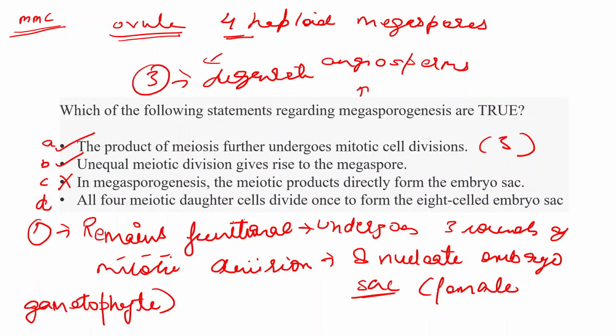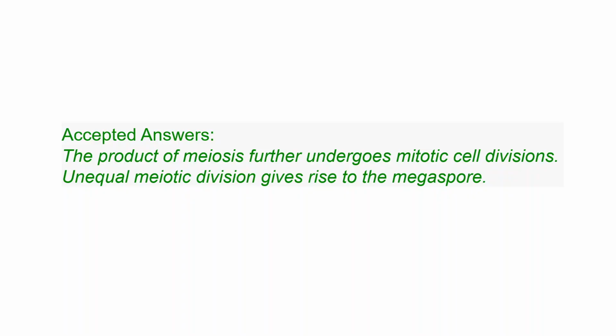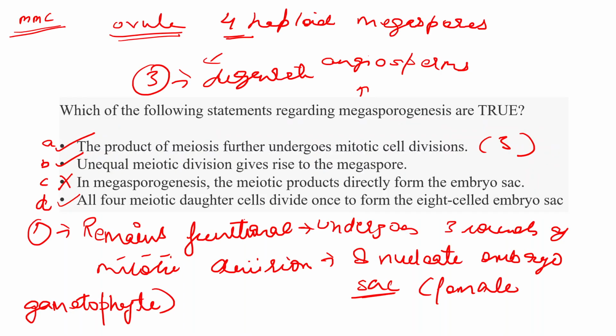Then, all four meiotic daughter cells divide once to form the 8-celled embryo sac. It is also false because only one megaspore survives. So not all four meiotic cells are dividing; three degenerate, and only one divides to form the 8-celled embryo sac. So 1, 2, and 4 are correct, and the third is wrong, because only one is dividing.